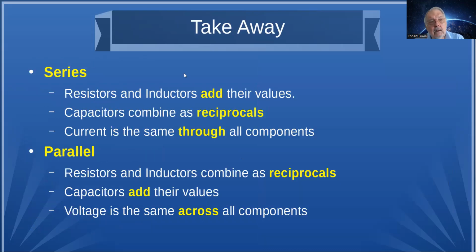So remember, for series, I can add resistors and inductors, and I have to combine capacitors as reciprocals. And in series, the current is going to be the same through all the components. When I have a parallel circuit, I can combine resistors and inductors as reciprocals. If they're capacitors in parallel, I just add the value. And because they're all in parallel, the voltage is going to be the same across all of the parallel components.